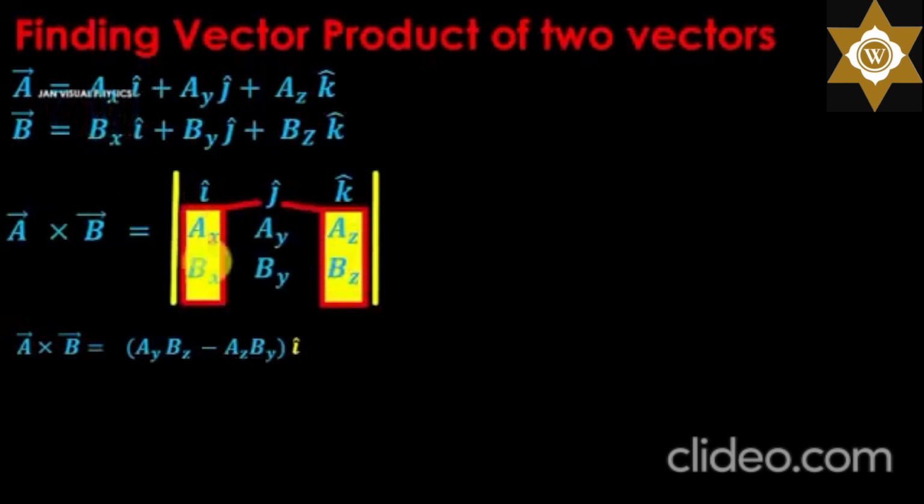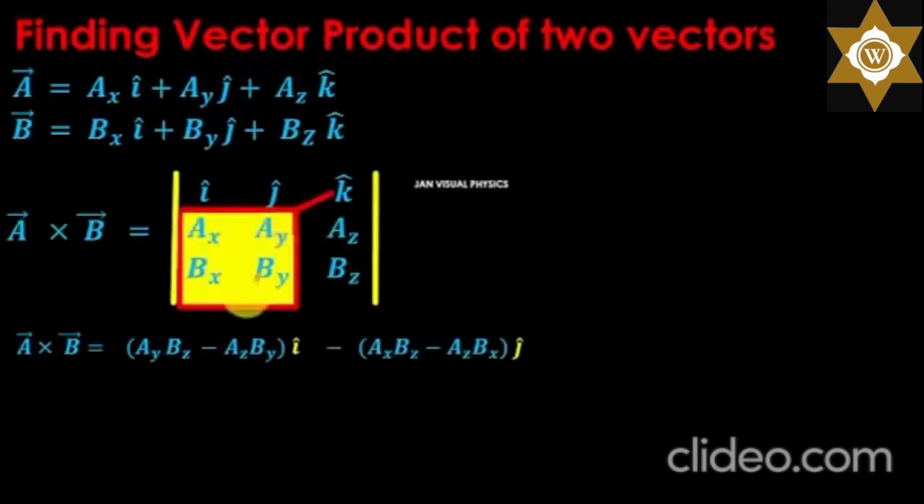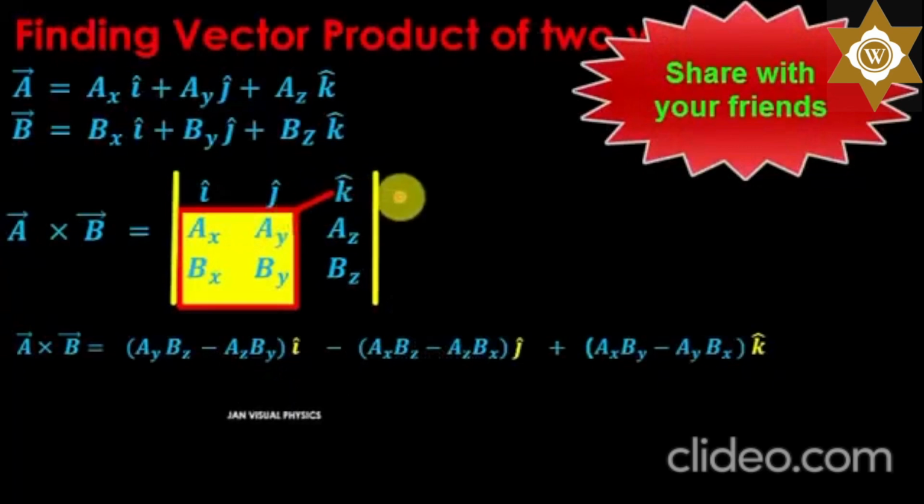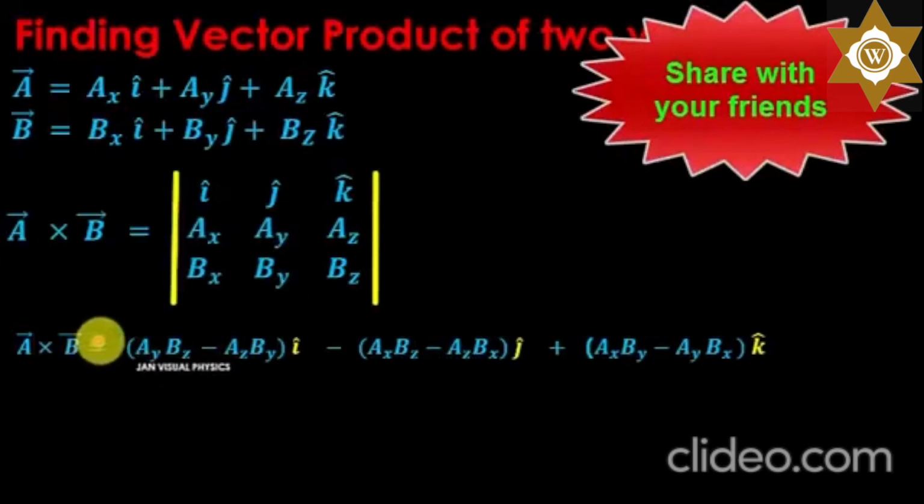Now we take the determinant of these four elements by ignoring the column and the row containing j. So we get ax bz minus az bx into unit vector j. Now we take the determinant of these four elements by ignoring the column and the row containing k. So we get ax by minus ay bx into unit vector k. So we get the cross product of a and b like this.